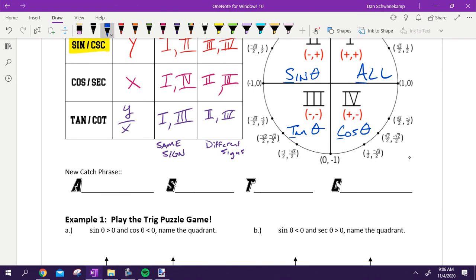ASTC. The phrase is all students take calculus. That is the lamest sentence of all time. All right, that doesn't help me. I don't enjoy it. I like something that makes me giggle. That doesn't make me giggle. My challenge to you is to come up with a better phrase for ASTC. If you come up with a phrase that is the best in the class, you come in tomorrow and tell me your phrase and it's better than everybody else's, I'll give you a bonus point.